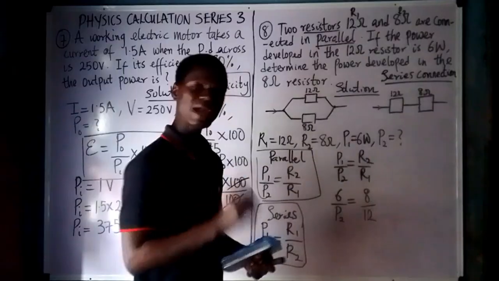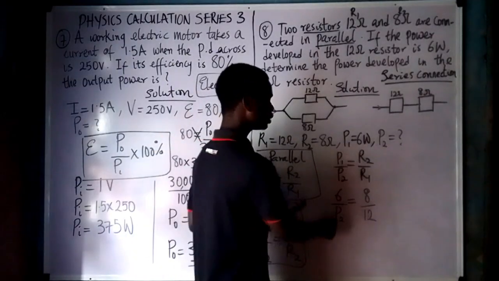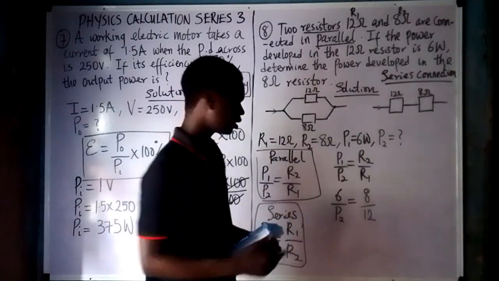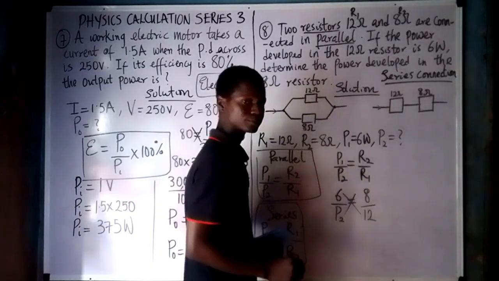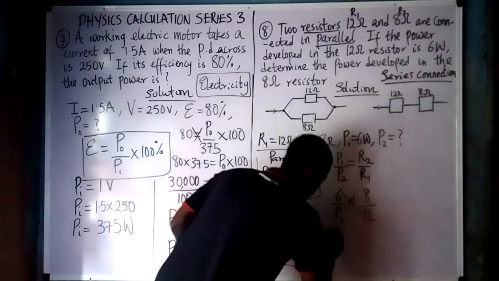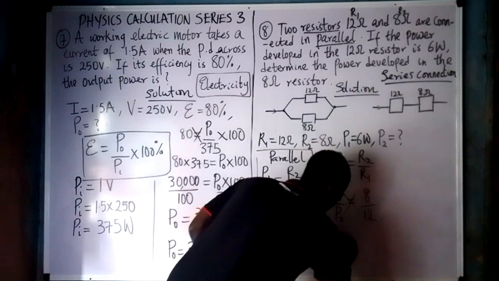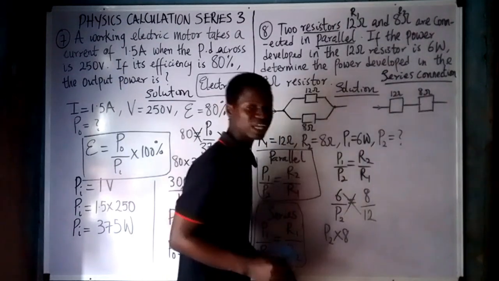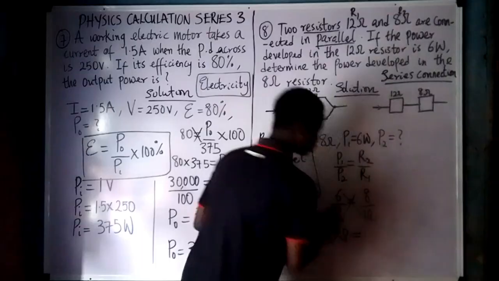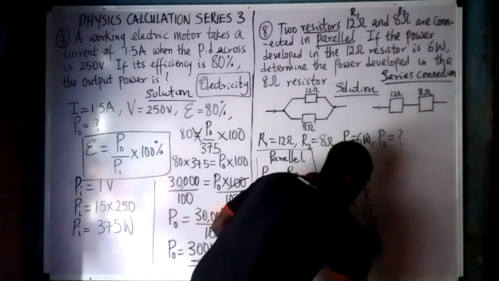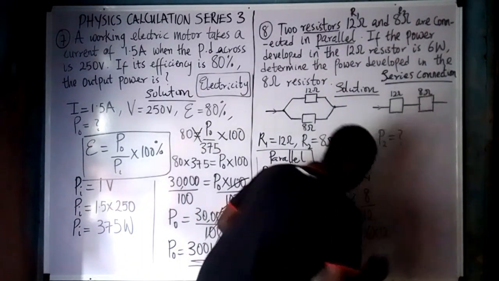Now mind you, we are asked to look for P2, so we are not stopping here. What next do we do? To solve this, we cross multiply. I'm starting with the side that has the unknown: P2 times 8 equals 6 times 12.